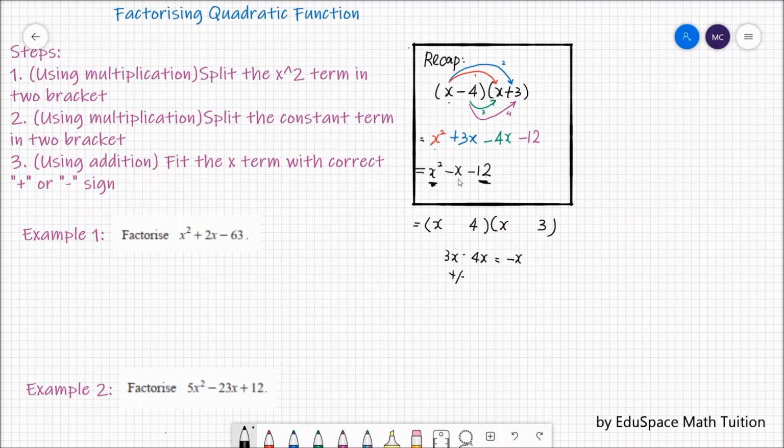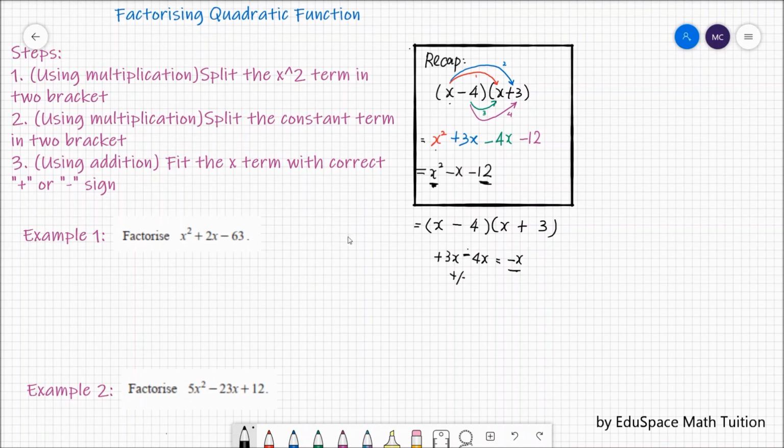We have to make sure we put negative 4x plus x, so that we will be getting negative x here. So that means in front of 4, we should put negative. In front of x, we should put positive. That's how we can go back to our original two linear factors.